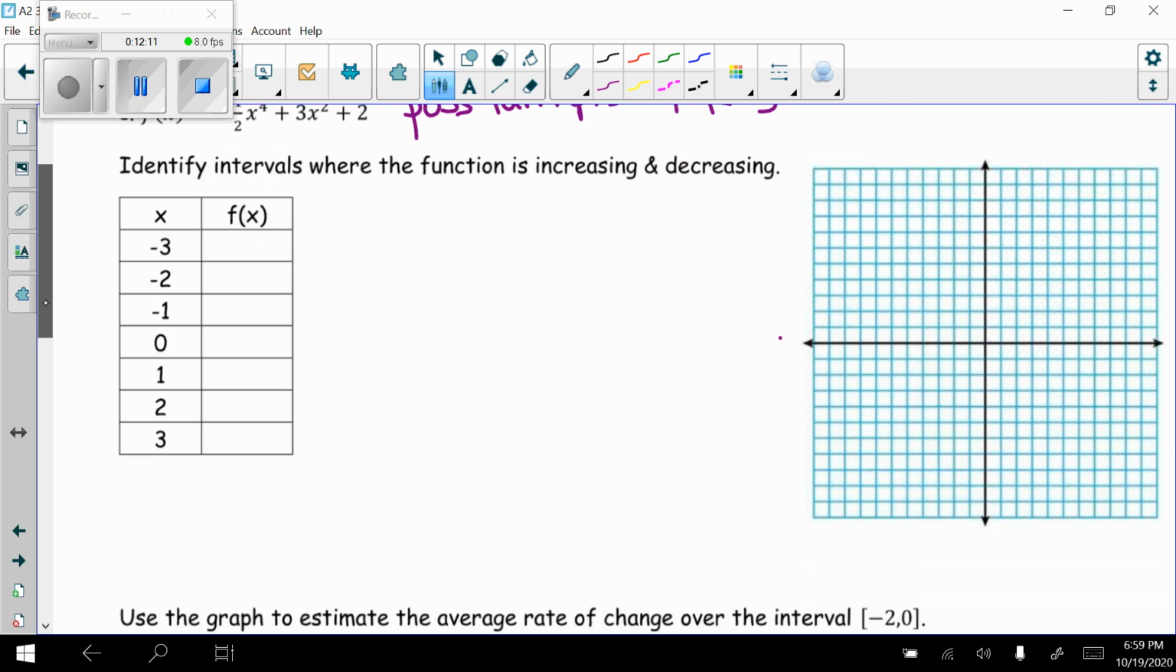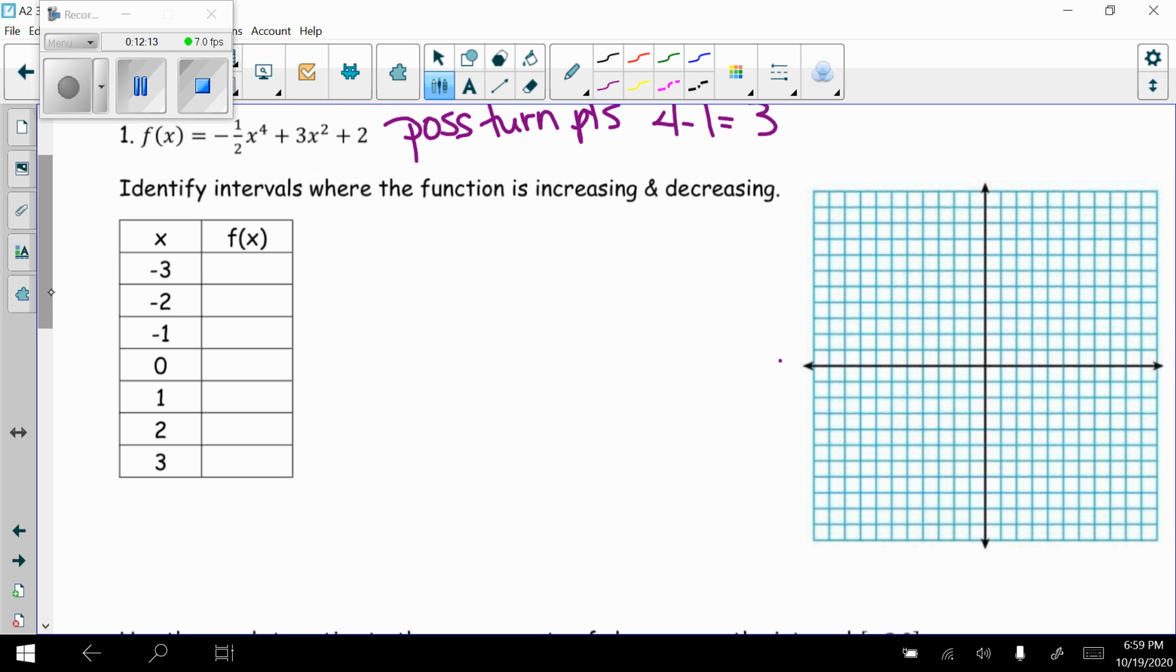We're going to do a table of values from -3 to +3. To find f of x, we plug -3 in for all of the x's. Or since we have access to a graphing calculator in class, we will type in -1/2 x to the 4th plus 3x squared plus 2 in the y equals, like we're going to graph it. And then we're going to go to the table feature, and the graphing calculator is going to fill in all this for us. So the -3 to 3, so at -3, the f of x is -11.5.